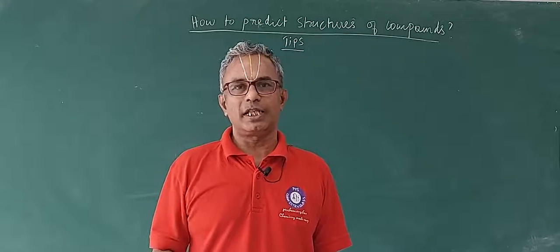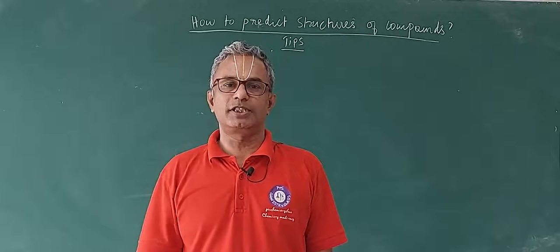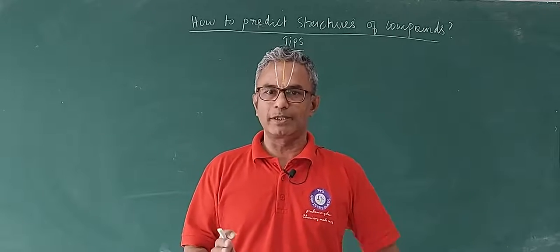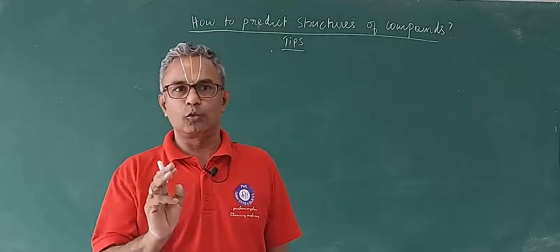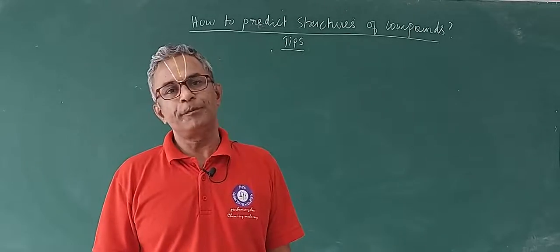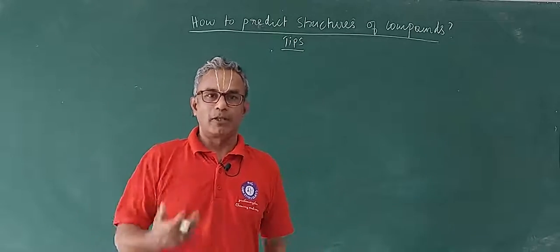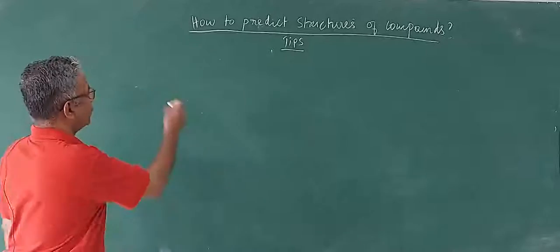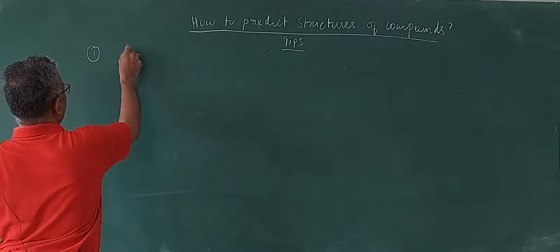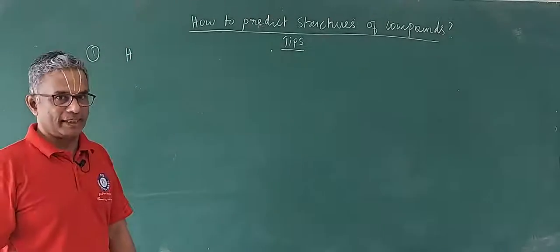Okay. So, there are basically two methods by which you can find out. I mean, there are three methods, but I will teach you only two. There are two good methods by which you can predict the structures of any compounds. Okay. Now, let us see what are those two methods. The first one is you use a formula to find out the hybridization H.